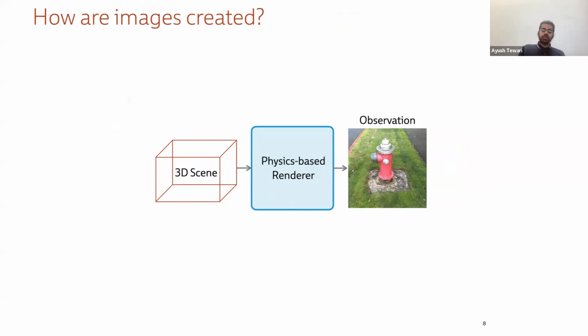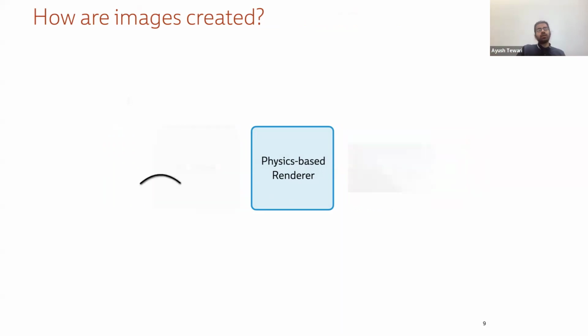An image is, of course, captured by a camera that captures the 3D scene. And the image formation process, if you're familiar with graphics, we have done a great deal of work, and we can formulate that mathematically in the form of a physics-based renderer. So just a small picture into how this works.